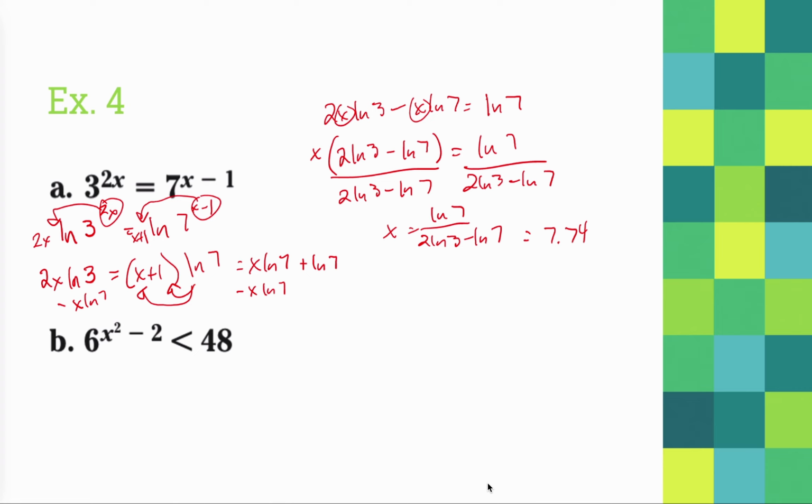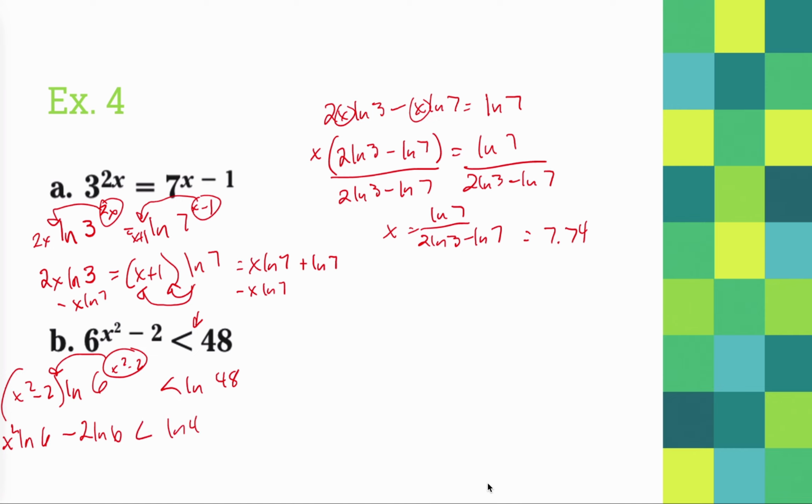We can do the same thing with part B. We just are going to treat this less than as an equal to. It works basically the same way. So if we do natural log of 6 to the x squared minus 2, natural log of 48, bring this x squared minus 2 out front. We're going to need to distribute the ln 6. So this is x squared ln 6 minus 2 ln 6. This is still ln 48.